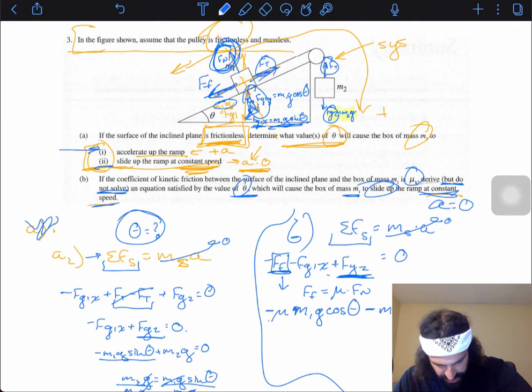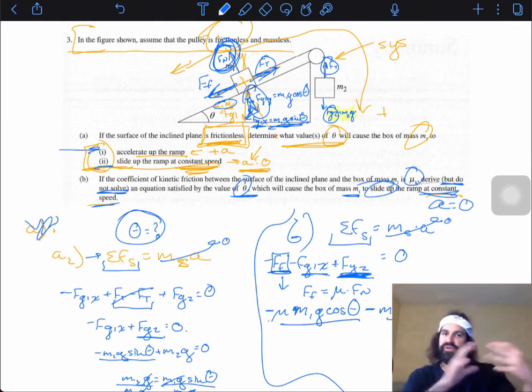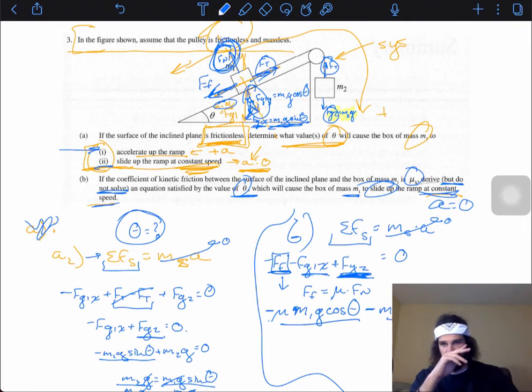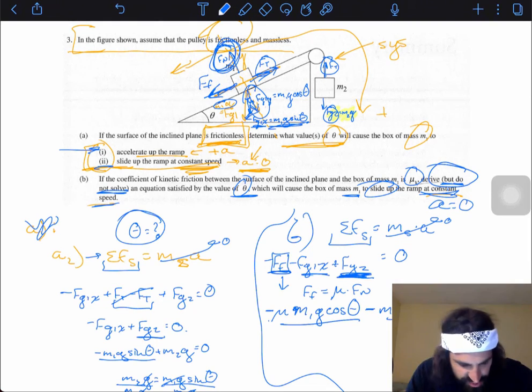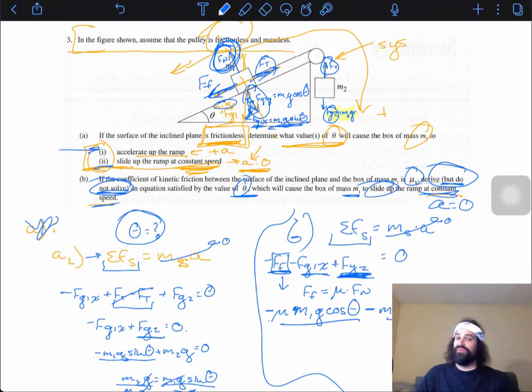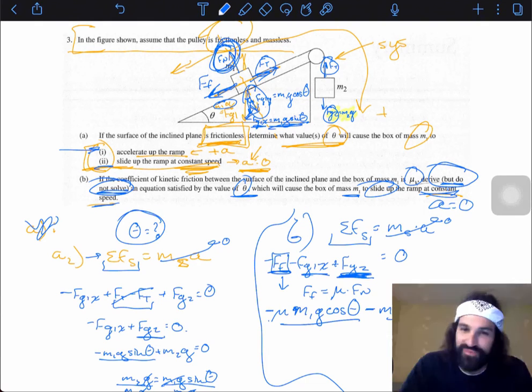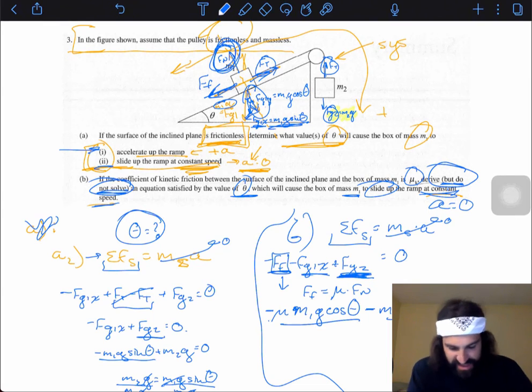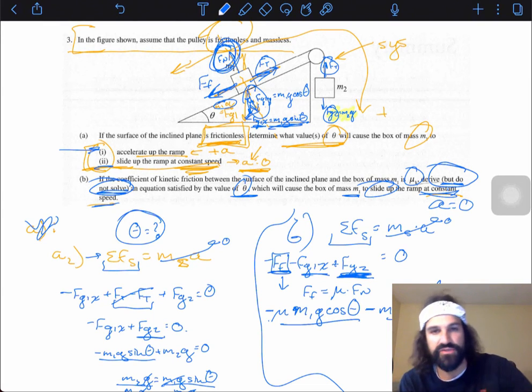Terms 1, 2, 3. Terms 1, 2, 3. All I did was plug them in. Oh, that's going to be a mess to solve for theta, but derive, but do not solve. If you ever see but do not solve, I would circle it because that would save you hours. I would have spent a ton of time trying to solve for theta on this, and that would be a mistake. This is our answer.